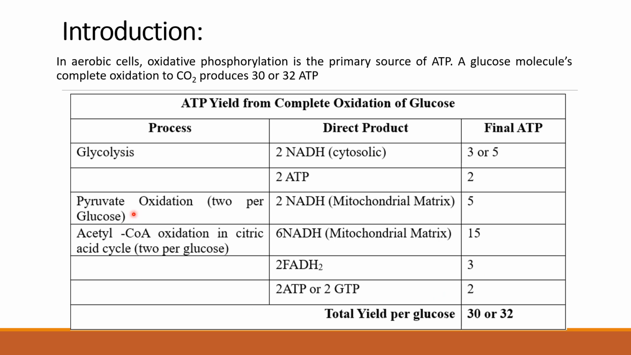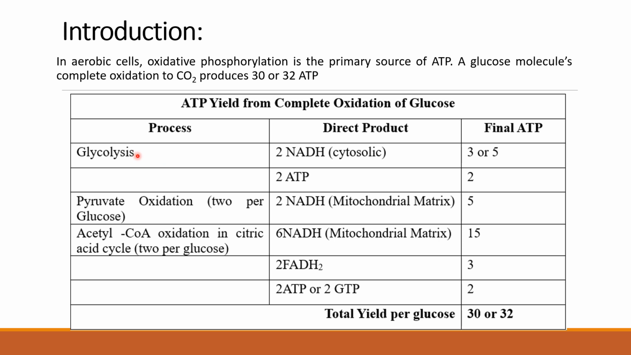So here is the table. You have the process over here, the product which is formed, and finally the ATP that you get from this product. When a glucose is oxidized, it enters glycolysis. It gets converted to pyruvate, which is oxidized, then acetyl-CoA, which is oxidized in the citric acid cycle. These products which are formed enter the electron transport chain, and finally you get ATP synthesis.